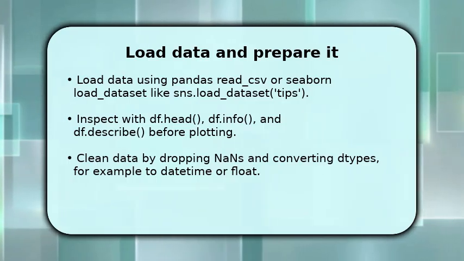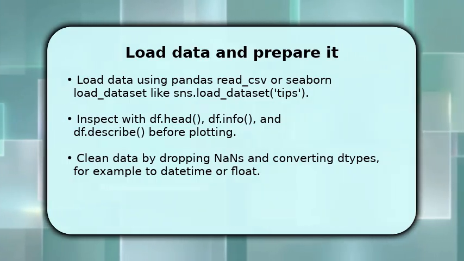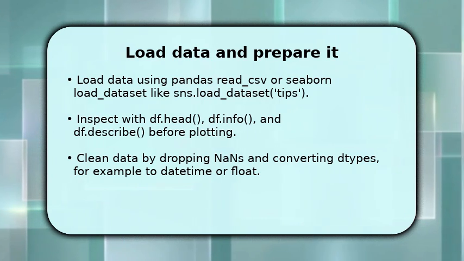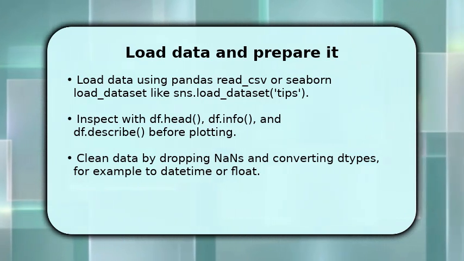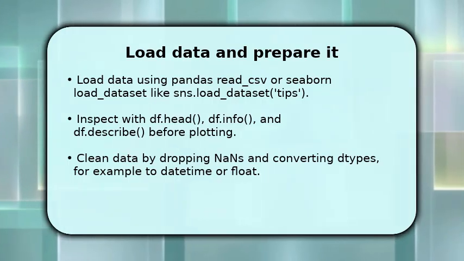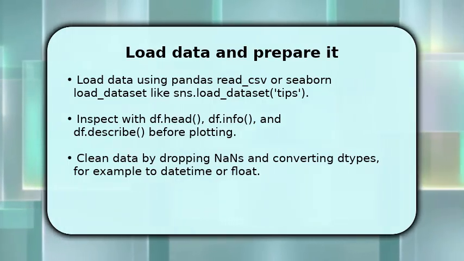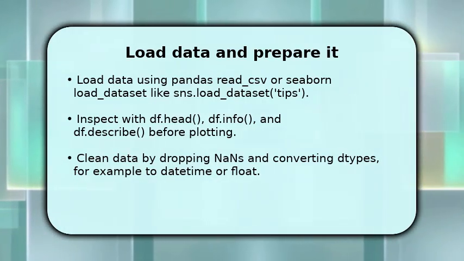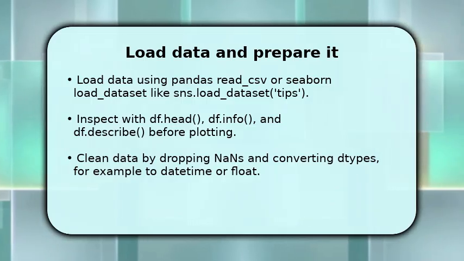Clean the data by dropping NaN rows or filling missing values and convert columns to proper types like datetime or float. Create simple derived columns as needed and limit rows for quick rendering, for example df.sample 1000 or df.head 500.